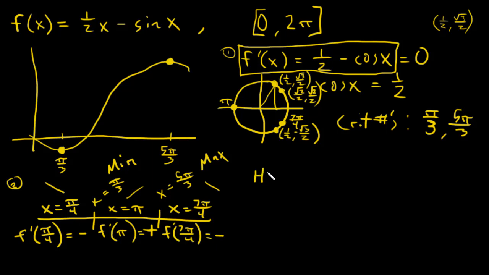Your homework is going to be from section 3.3. It's going to be 19, 23, and 43. 19, 23 are nice polynomials. 43 is a trig function.